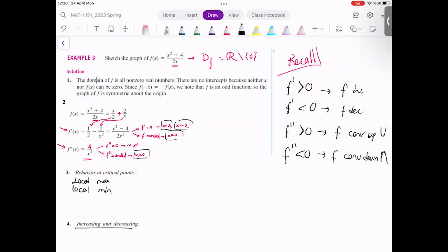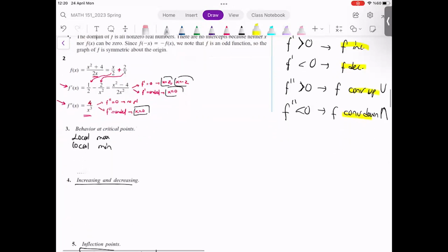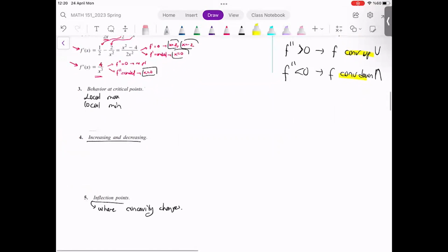So the first derivative gives you information about increasing, decreasing. The second derivative gives you information about concavity. And about inflection points, what did I put here? Inflection points are the points where concavity changes. And concavity changes when the second derivative changes its sign, as you can see here.